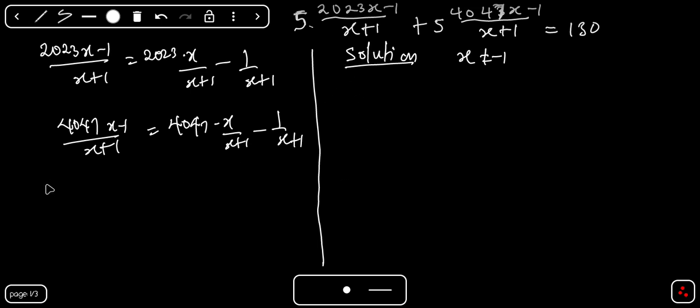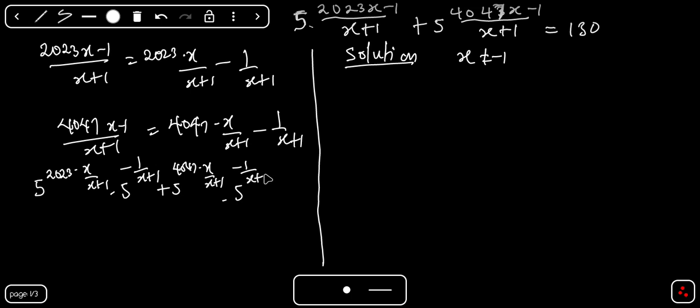All right, so we can now rewrite the equation. We're going to have 5 raised to the power of 2023 multiplied by x over x plus 1, then multiplied by 5 raised to the power of negative 1 over x plus 1, plus 5 raised to the power of 47 multiplied by x over x plus 1, then multiplied by 5 raised to the power of minus 1 over x plus 1, and everything is equal to 130. All right, so that is beautiful, guys.